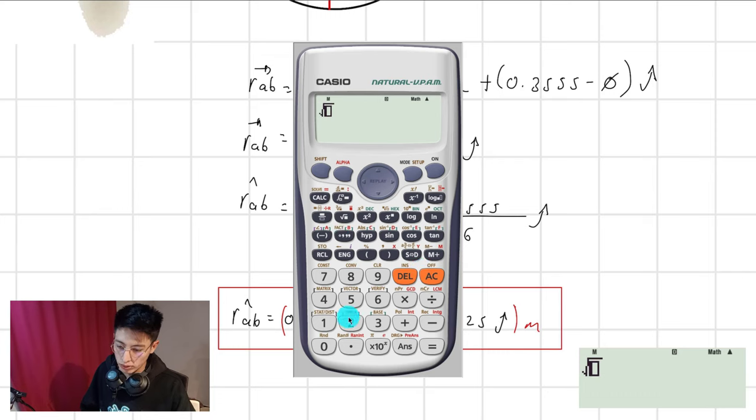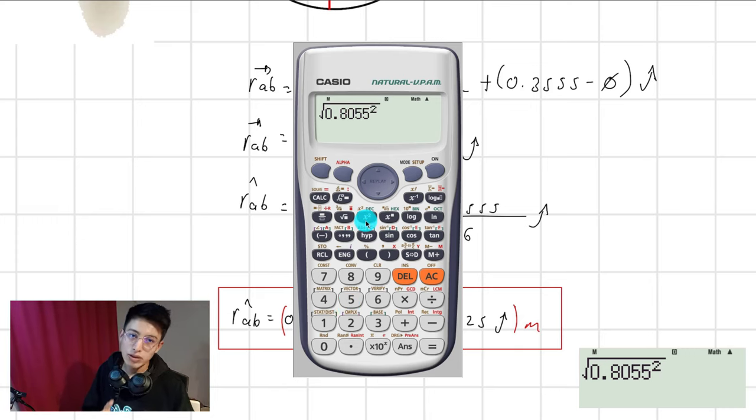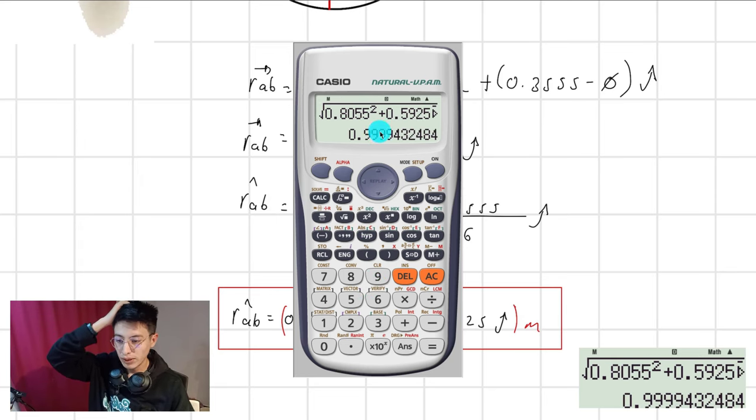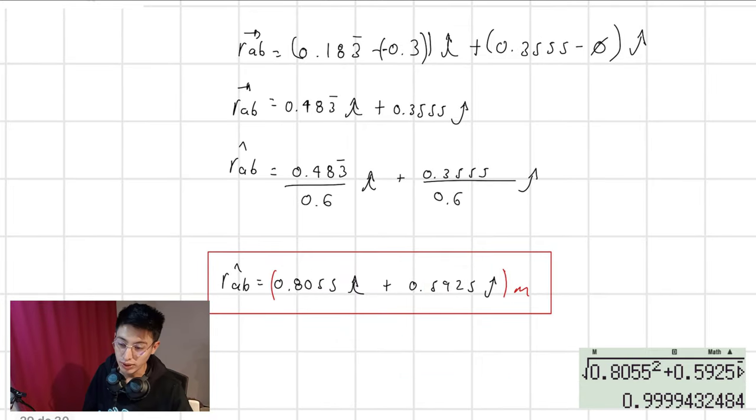Now we will check it. The square root of 0.8055 squared plus 0.5925 squared. Of course it is not going to be exactly 1, but it has to be very near it, for example 0.999 or 1.001. If you have 1.1, it's not enough. There is an error somewhere. Right here we have that it is pretty close actually, because we have to use 4 significant digits. As you can see, we have the first four turned into a 9.